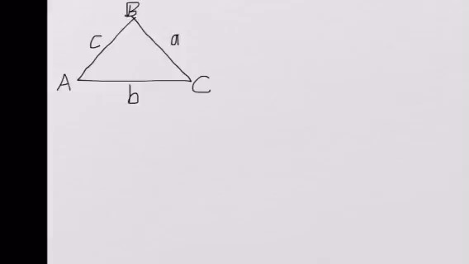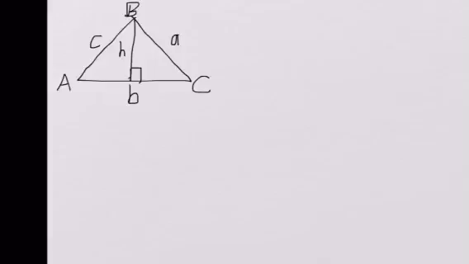So I'm going to start the derivation by drawing a perpendicular line from angle B. Now, you'll recall from high school geometry, that's a height of the triangle, so we're going to call that length h.